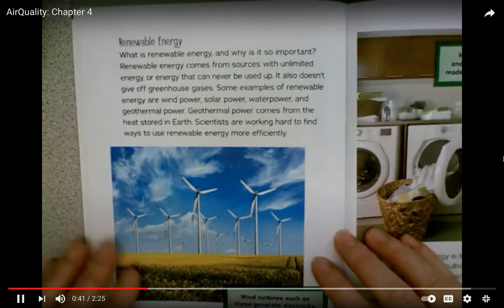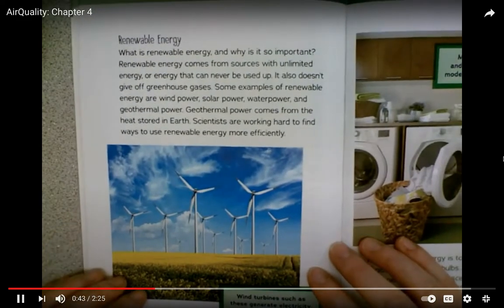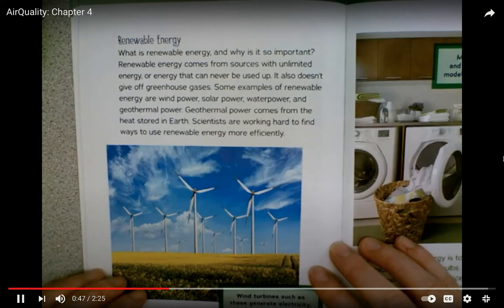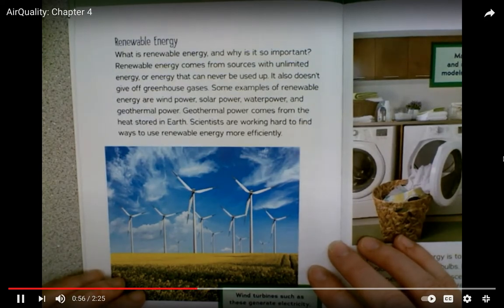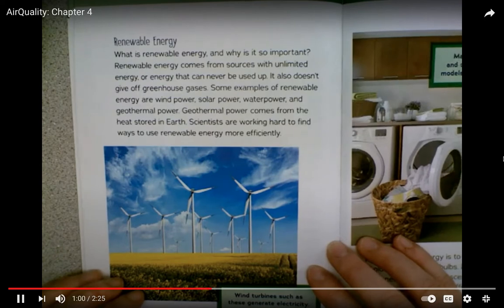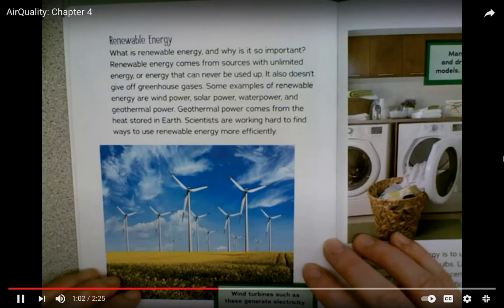Renewable energy. What is renewable energy and why is it so important? Renewable energy comes from sources with unlimited energy or energy that can never be used up. It also doesn't give off greenhouse gases. Some examples of renewable energy are wind power, solar power, water power, and geothermal power.